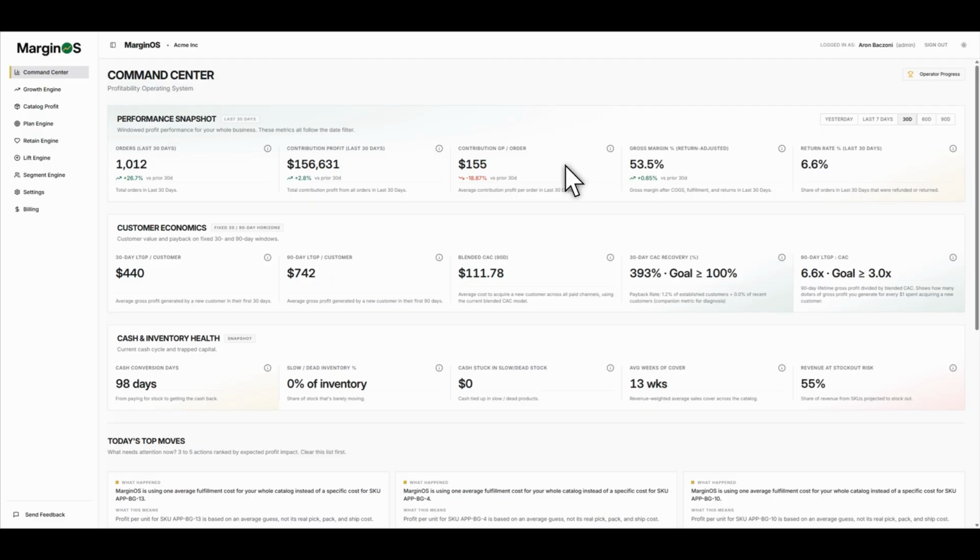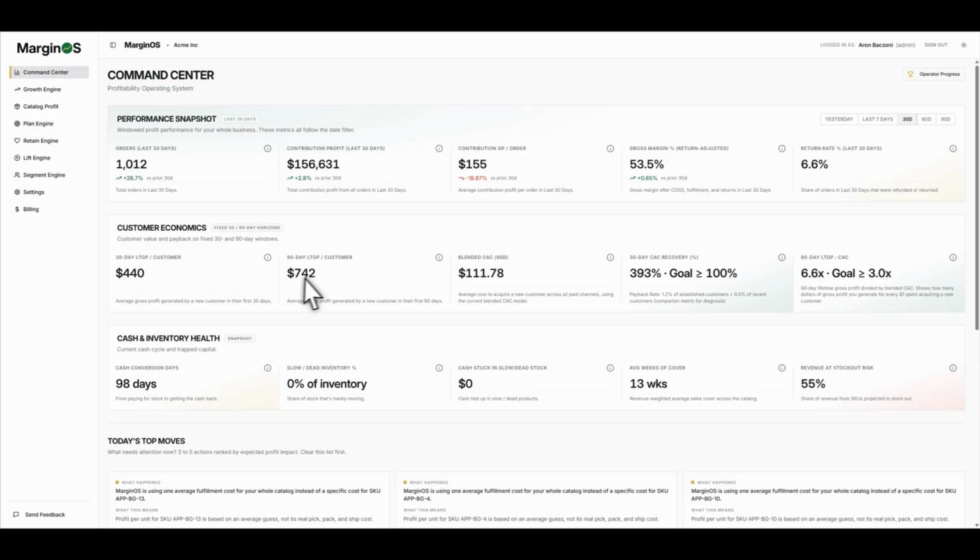Next is customer economics. This is where you stop arguing about ROAS and start asking, are we buying the right customers? You see 30 and 90-day lifetime gross profit per customer, your blended CAC, how much of that CAC you recover in the first 30 days, and your 90-day LTGP to CAC. CMOs and CFOs use this to decide how hard they can lean into paid without blowing up cash flow.